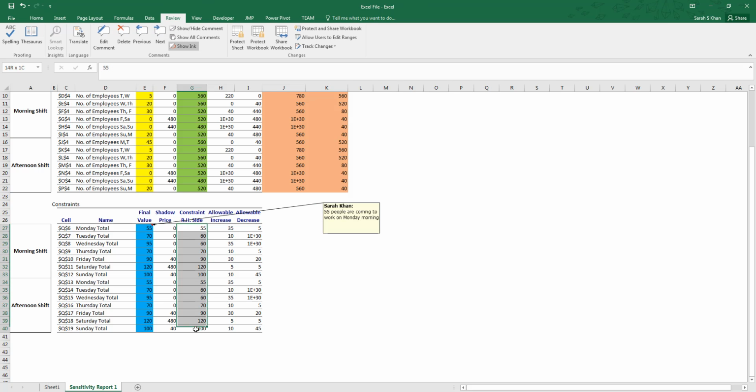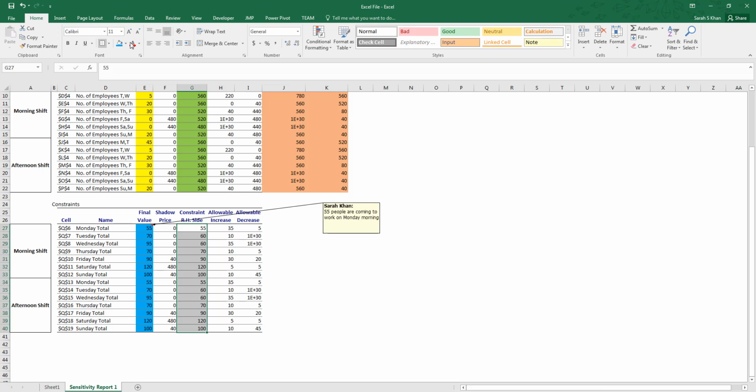The right-hand side of the constraint is again the right-hand side of the constraint as we have set it up previously, and I'm going to color code it as red. So basically our demand for the Monday morning shift is 55, and we actually have 55 people coming. If you look at Tuesday, we had a demand for 60 people to come, and instead there are 70 people coming on that day to work in the theme park.